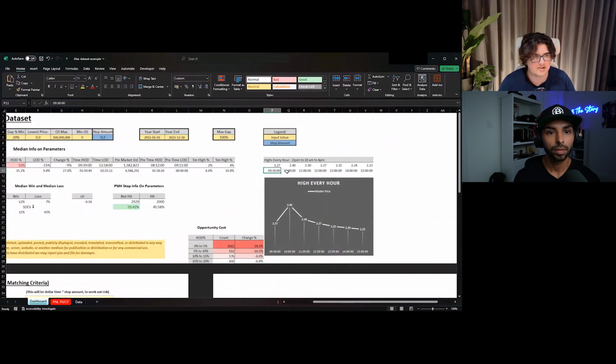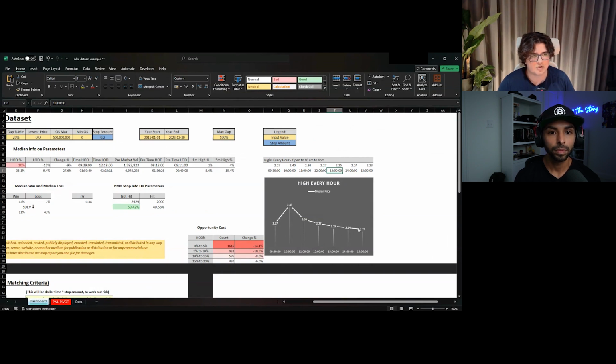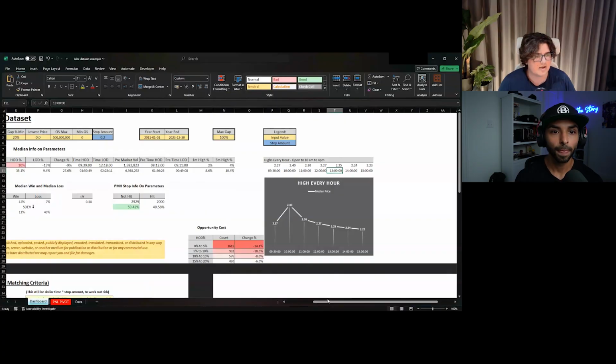So we can do from 9:30 to 10. Obviously, 9:30 is the open, and then it goes to 10, then 11, 12, 1, and all the way until close. And that gives us a very nice, simple price chart of how the highs are playing out. Now, if it was for a long strategy, it would be more focused on the lows. But most of the strategies that I work with are normally short, so we're focusing on the highs. And you'll see how this changes.